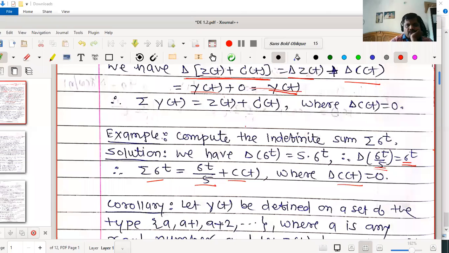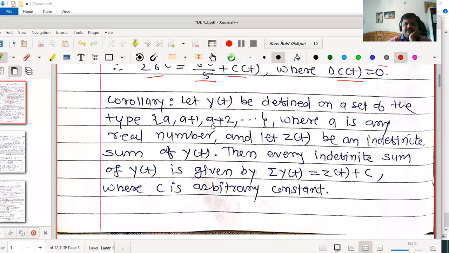Corollary. Let yt be defined on a set of the type a plus 1, a plus 2, and so on, where a is any real number, and let zt be an indefinite sum of yt. Then every indefinite sum of yt is given by summation of yt equal to zt plus c. What is the change here? The c of t is replaced by c only. What is c? C is a constant term. And above, ct was the function whose delta is equal to 0.